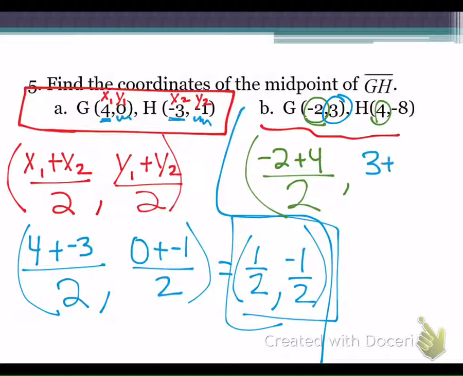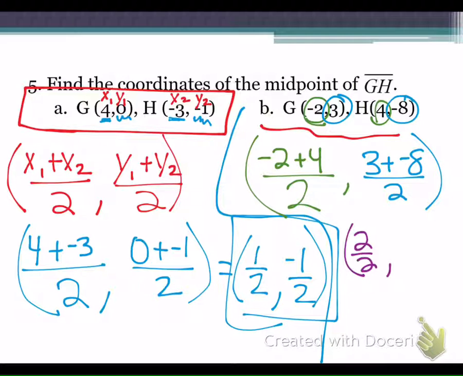3 and negative 8. Now, to make it a little more challenging, we're adding positive and negative numbers. When one's positive and one's negative, it's more like subtracting. So what is 4 minus 2? 2. So now I have 2 divided by 2 in the front. And in the back, it's sort of like 8 minus 3, but you have more negatives, so my answer is going to be negative? Negative 5. Good.